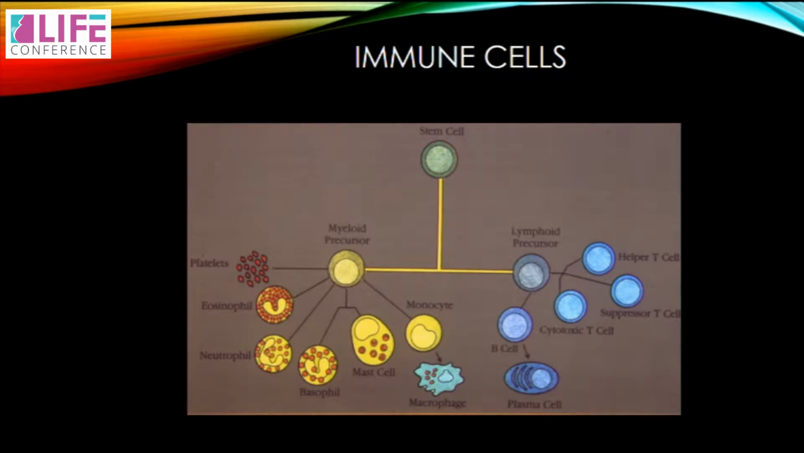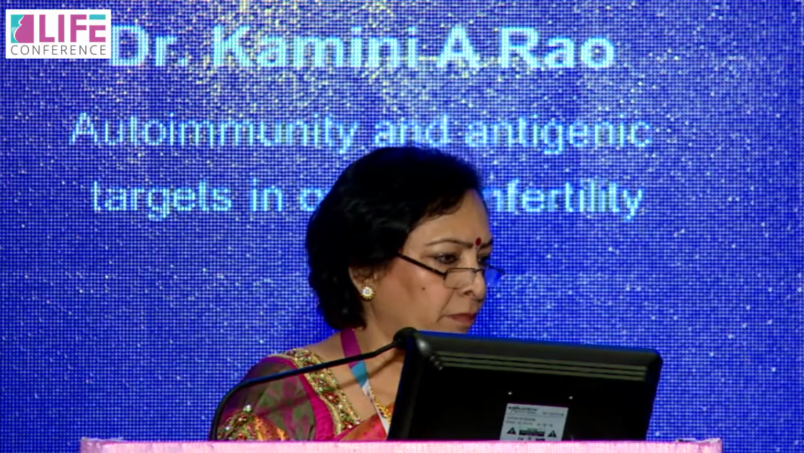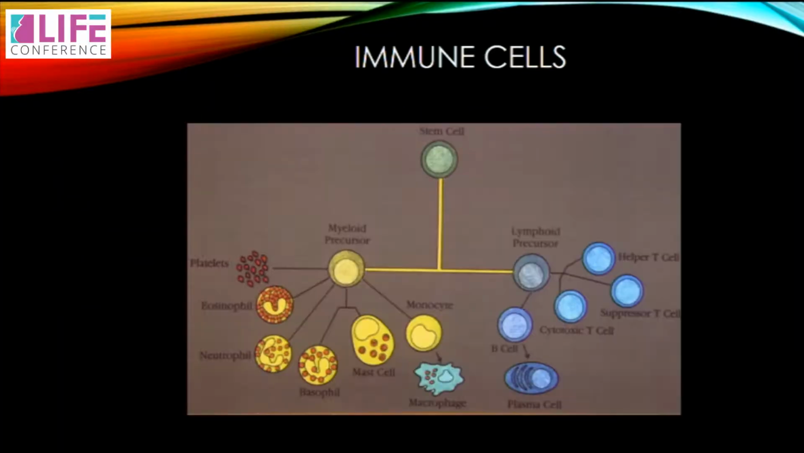Now, if you look at the immune cells over here, they all start with the stem cell. And then you get a myeloid precursor, and there you get all the platelets, eosinophils, neutrophils, basophils, and of course the mast cells and the monocytes. However, you also have the lymphoid system, where you have the helper T cells, the suppressor T cells, the cytotoxic T cells, the B cells as well, which again gets converted in the tissues into a plasma cell.